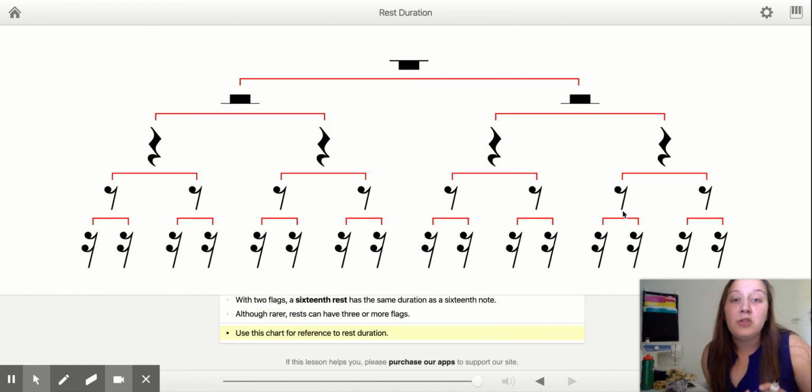Here is a really good chart that shows you the breakdown of what all of the rests equal to. So yeah, there's a quick review.